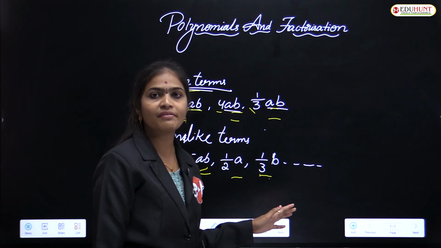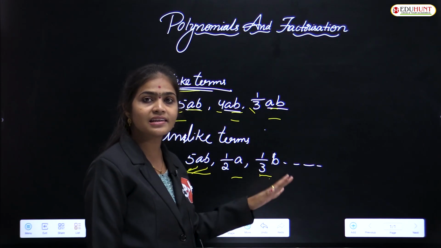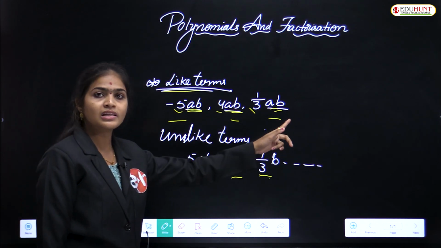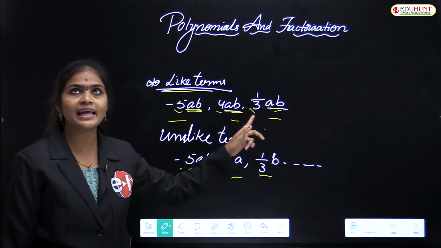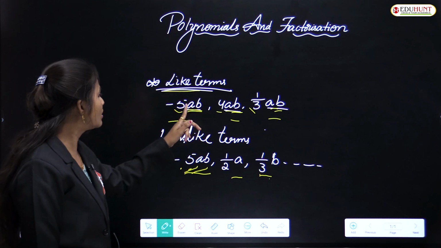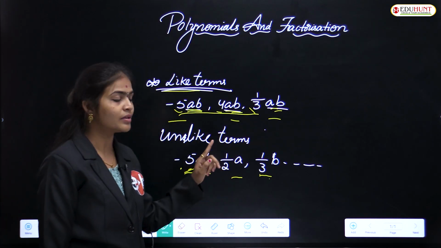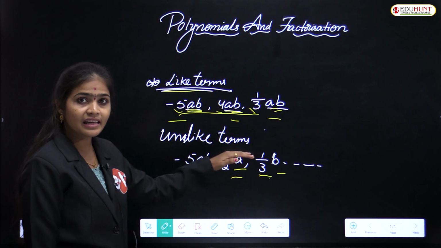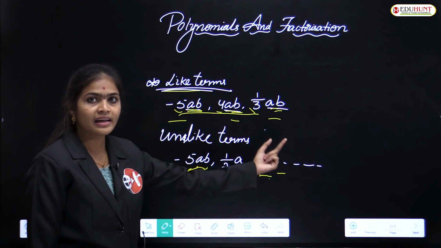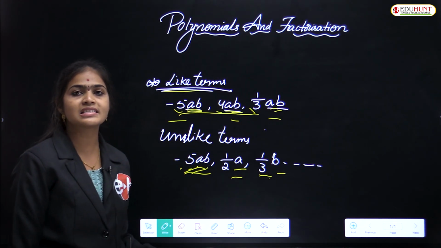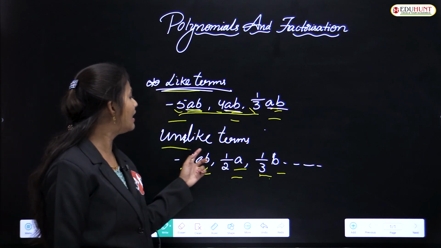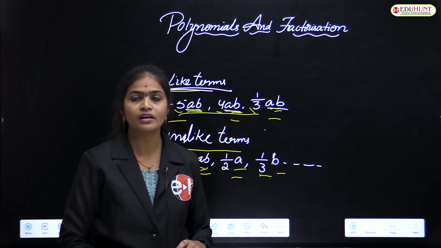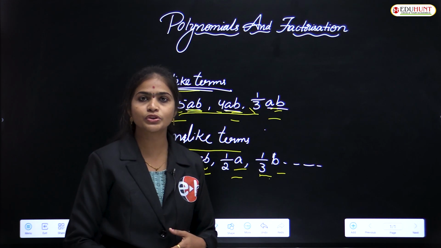If the terms have the same variables as they are, here ab, ab, ab, then in all these terms we have ab as a common term. So that's why we call this a like term. But here there are different variables. Here ab is there, here only a is there, b is not there, here a is not there. So we call this type of terms unlike terms. What do we call them? Unlike terms.